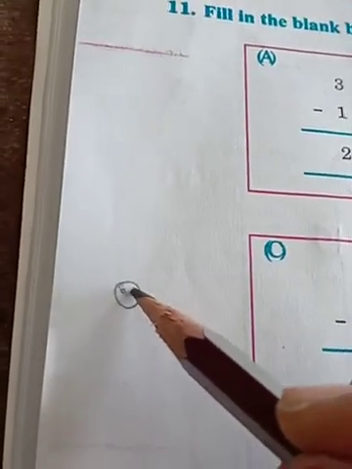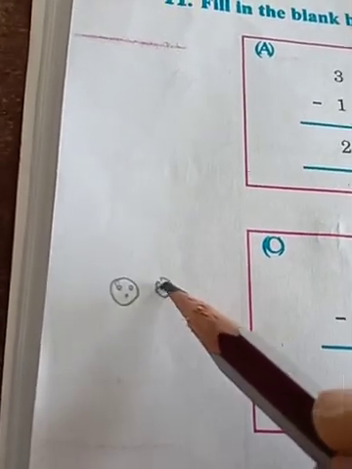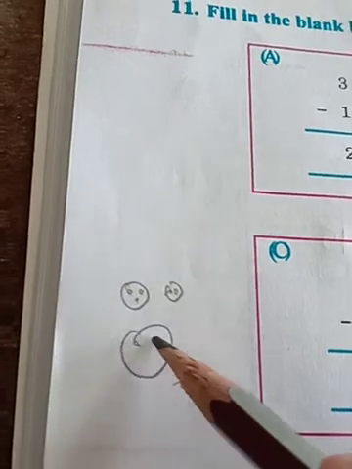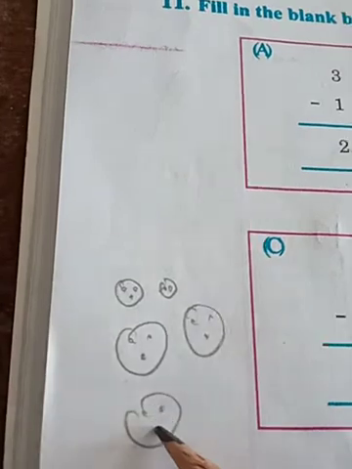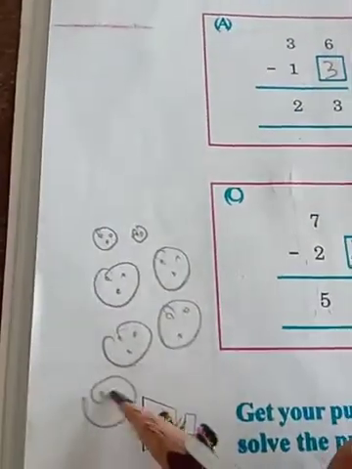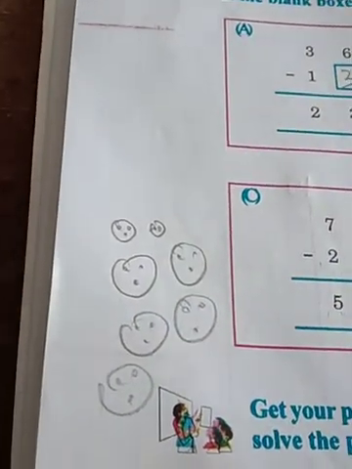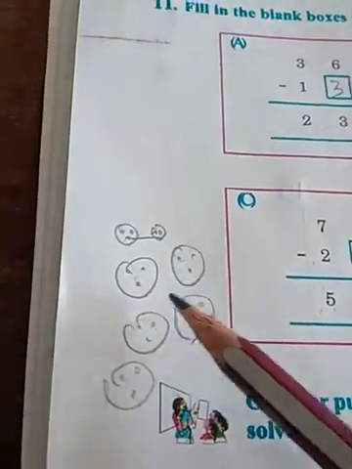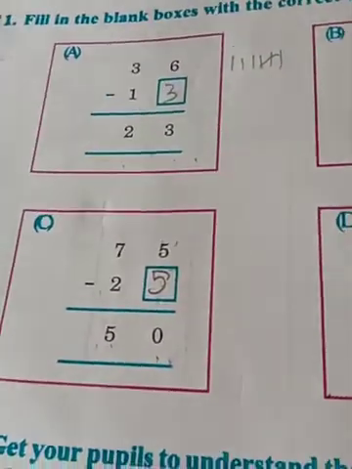7 minus 2. See here 7. Is it correct or wrong? Once you check it: 7, then cut 2. In 7 places, 2 places will be cut. Remaining 1, 2, 3, 4, 5. So 5 having 5 tens. 50.